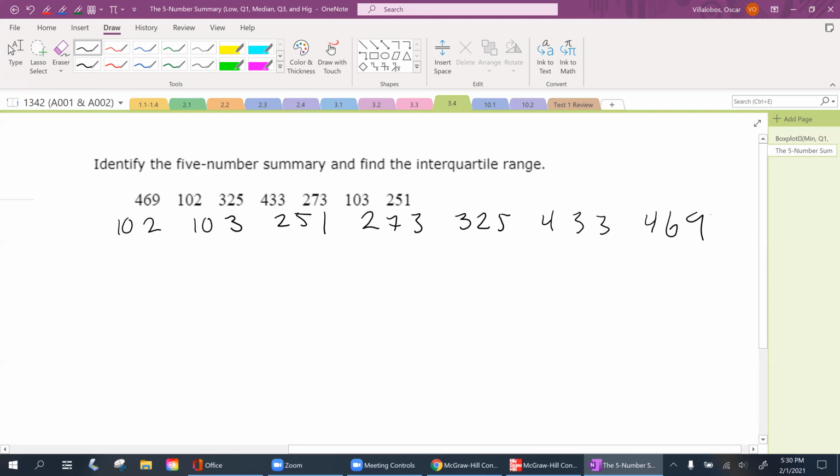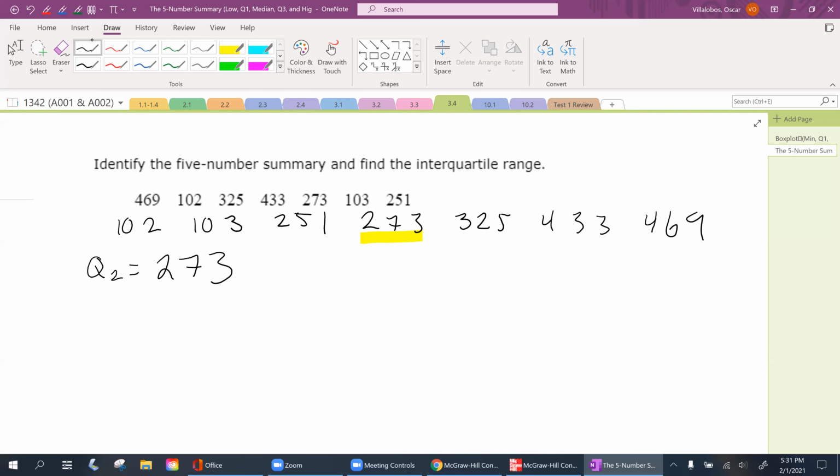Let's find my Q2. Let me shave these off. I can shave this one off, I can take that one off, leaving me with just 273. So this value right there would be my Q2. That'll be 273.